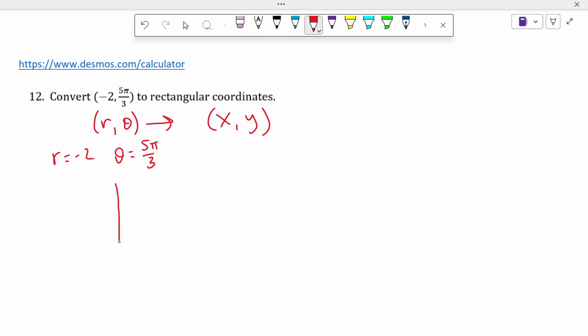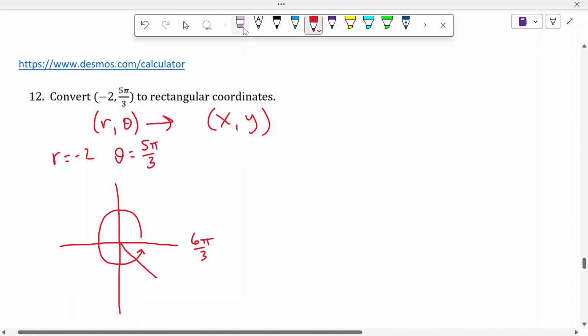So if I draw this picture, we've got, let's see. Whenever I graph something in polar, I know it's r and theta, but I always do the angle first. I've got to know what direction I'm going. 5 pi over 3. Okay, hold on. That's not quite 6 pi over 3, which would be a full 2 pi, right? It looks like it's pi over 3 shy from a full 2 pi, or 6 pi over 3. So it must be in this quadrant. In fact, it's pi over 3 shy, and pi over 3 is 60 degrees.